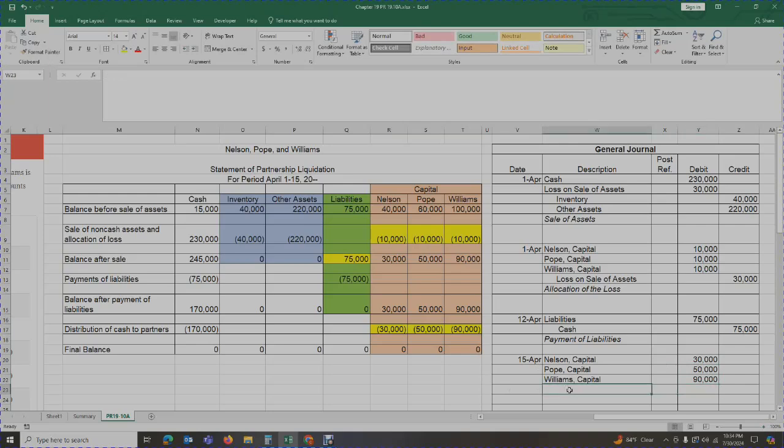With that entry, I am zeroing out my 3 capital accounts. Now, what's going to happen? I'm going to give them some cash. Obviously, you're not going to give them cash; you're probably going to give them a check or a direct deposit or whatever the case might be. But cash is the account that's going to be affected by the total of $170,000. So by doing this, my 3 capital accounts get zeroed out, and my cash gets zeroed out as well. And this entry is the distribution of cash to partners.